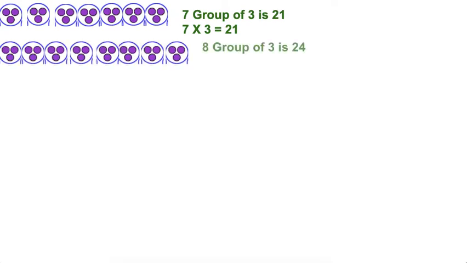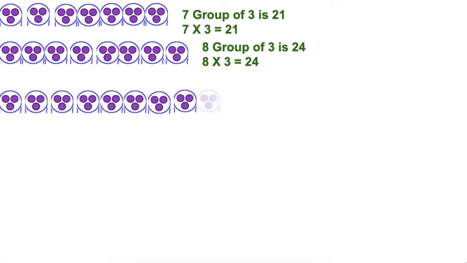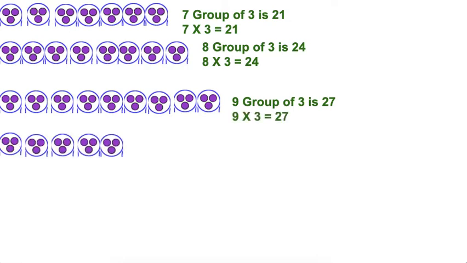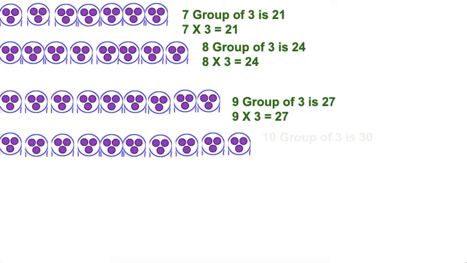There's my groups. 8 groups of 3 is 24. And my times sum is 8 times 3 is 24. Lots of groups now. 9 groups of 3 is 27. 9 times 3 is 27. And 10, you must be able to remember it because we did it. 10 groups on our fingers is 30. 10 groups of 3 is 30. So 10 times 3 is 30.